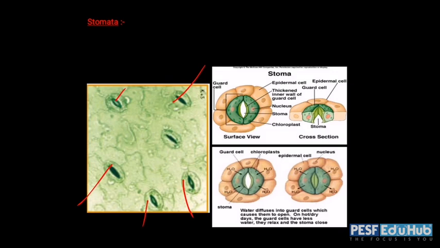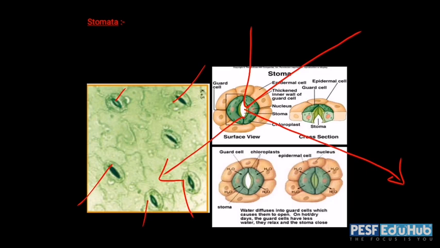The guard cell has a thickened inner wall. This is the thickened inner wall. Then a thin outer wall. Inside the cytoplasm, you can see the nucleus and many chloroplasts. The central opening is called the stoma. This is the stoma. It is guarded by guard cells. Inside the guard cells, you can see many chloroplasts.